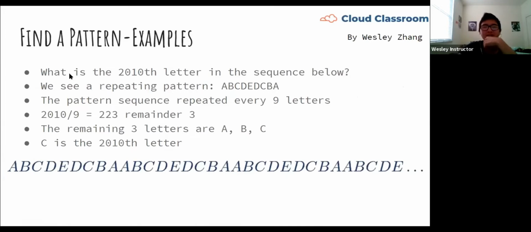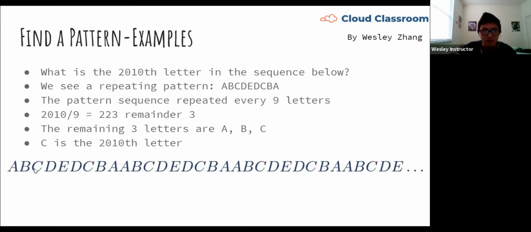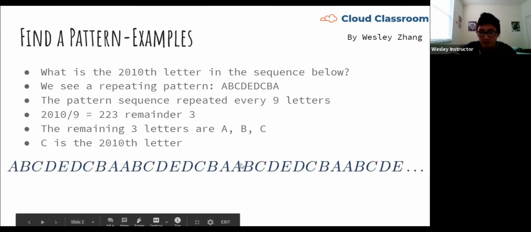All right. Find a pattern example. So what is the 2010th letter in the sequence below? A, B, C, D, E, D, C, B, A, and so on. So we see a repeating pattern. A, B, C, D, E, D, C, B, A. And this pattern sequence is repeated every 9 letters. So after the last A, it repeats again and again and again.